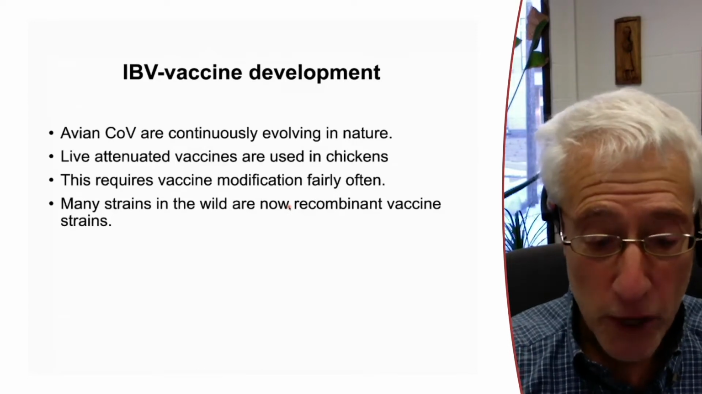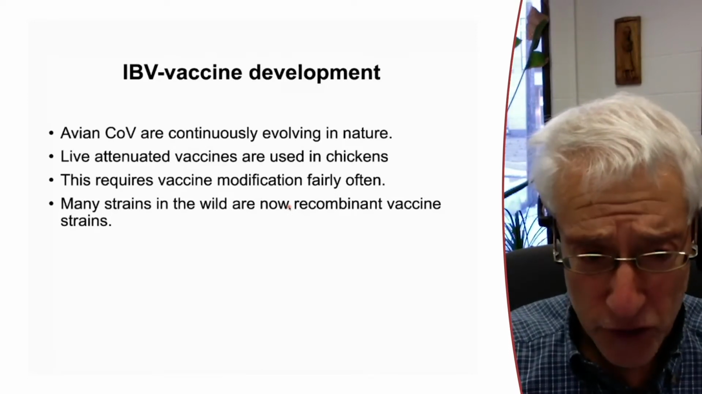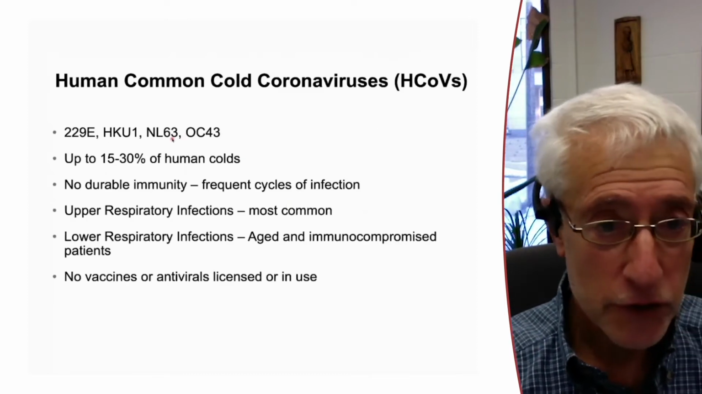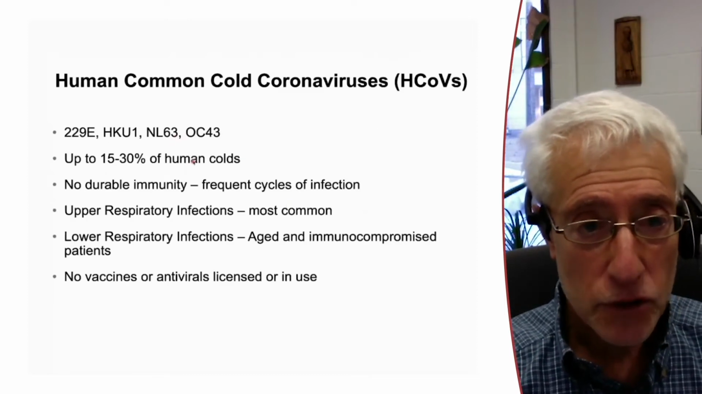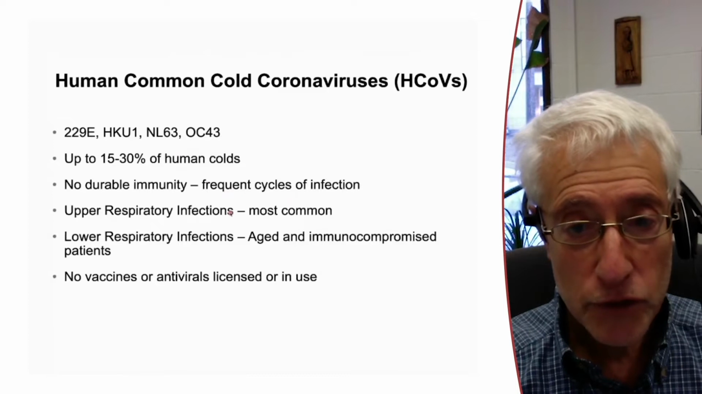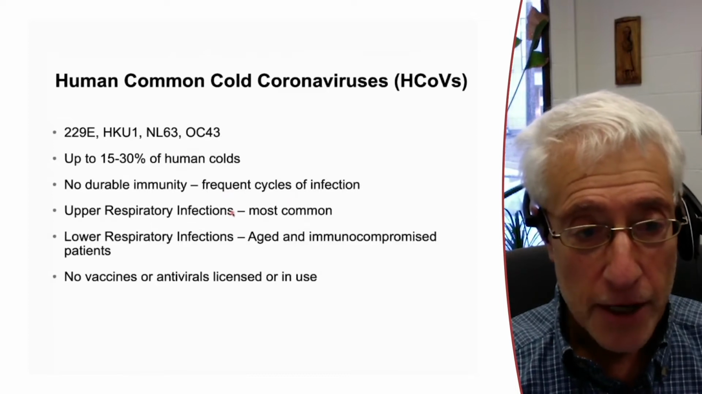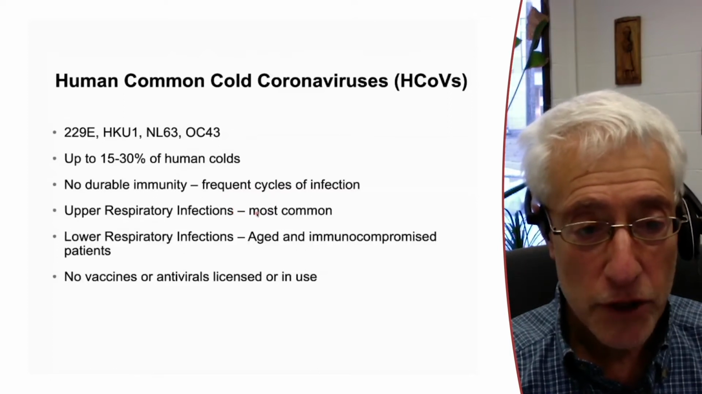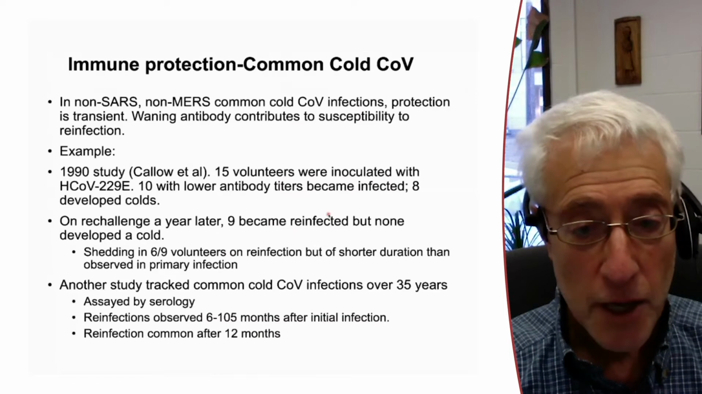Now I think there's new ways to immunize chickens now, so this is less of a problem. So moving on to human coronaviruses, the human coronaviruses that I mentioned earlier cause about 15 to 30% of common colds. There's no durable immunity. There's frequent cycles of reinfection, and as we all know, the most common clinical manifestation are these upper respiratory tract infections.